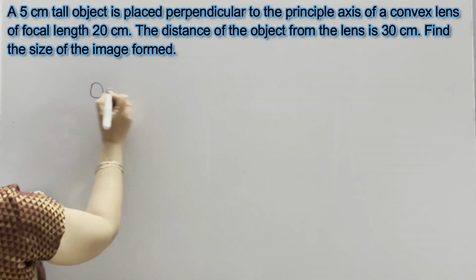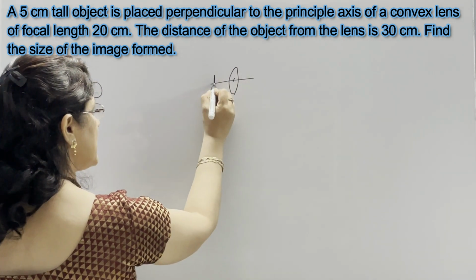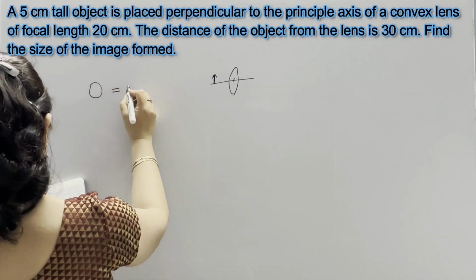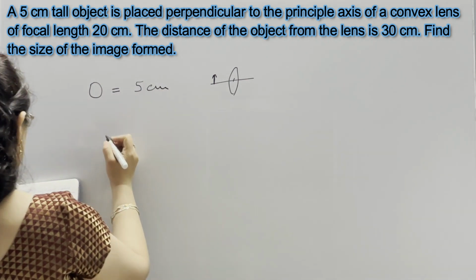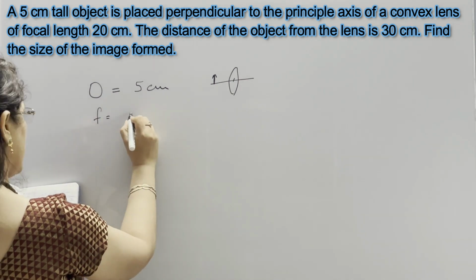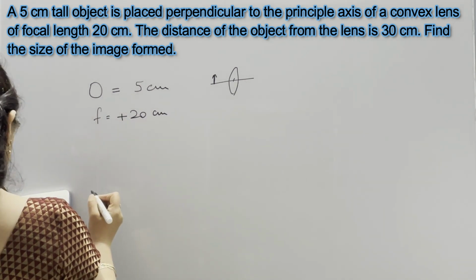O is the size of the object. This is the convex lens. This is the size of the object which is placed on the left hand side. So O is the size of the object which is given here as 5 centimeter. Next, it is perpendicular to the axis and focal length is given as 20 centimeter because this is a convex lens, the focal length is positive.